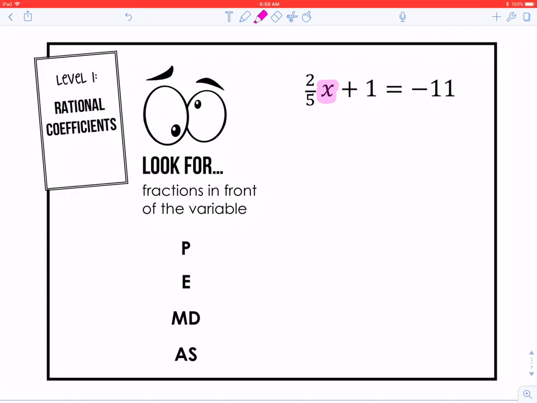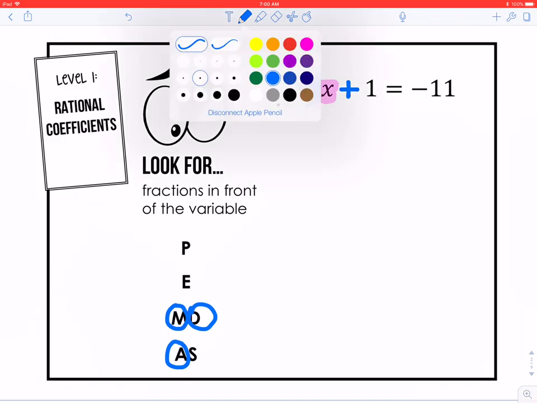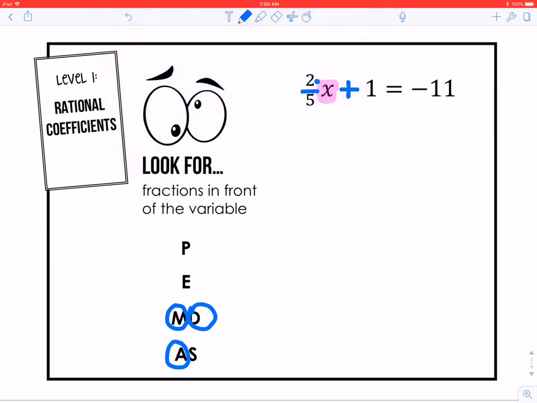And then I need to identify what's happening to my variable. I see that my x is being multiplied by 2 and divided by 5, and then I'm adding 1. So we have multiplication, division, and addition in this equation. And so we know in order to solve, we're going to have to undo those operations. Remember, with solving, we're going to use our rules of the road in reverse because we are undoing.